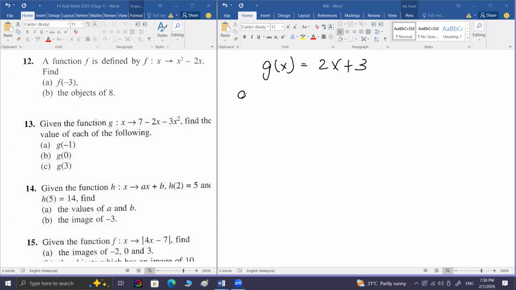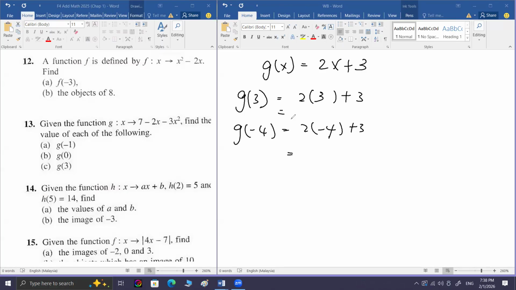when you're asked to find like this, it means you substitute the x with 3. When I ask to find -4, same, you just substitute the value. When 3, you substitute 3. -4, you substitute -4 to find the values. This is what we call find the image.